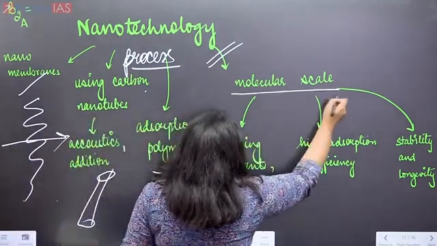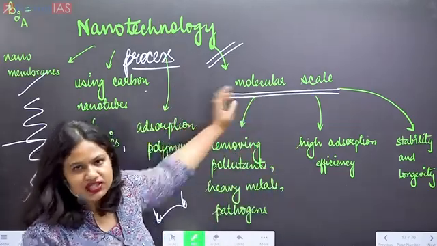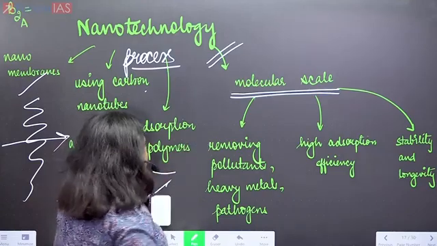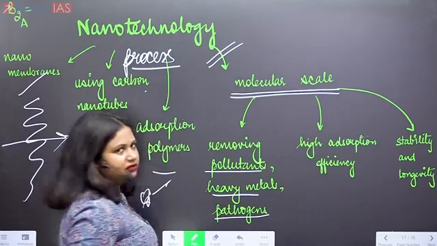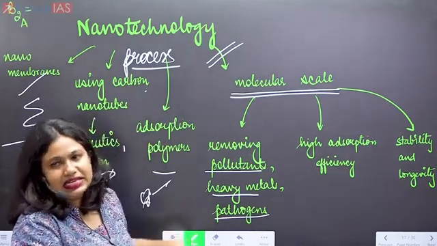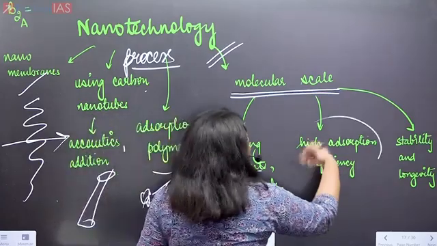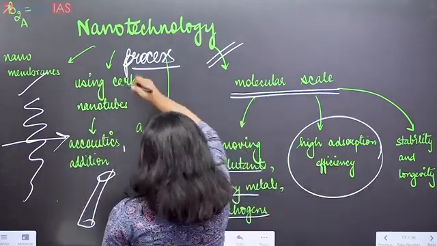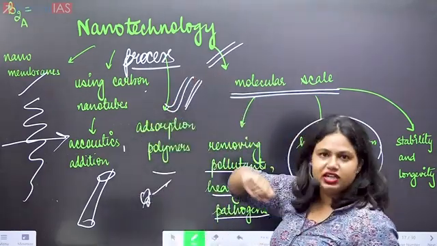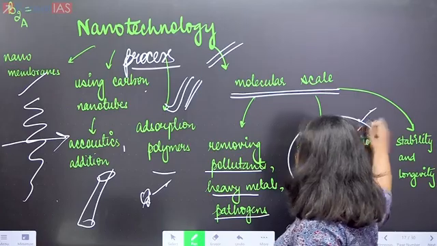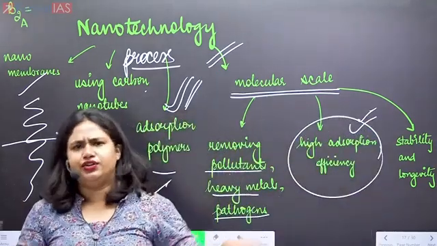Another aspect of the process is why nanotechnology is suitable for this filtration process. It is because it can remove pollutants, heavy metals and pathogens, all three, right? Something that has been added, something that has been leached, something which has biological activity. It has high adsorption efficiency. So adsorption polymer is the technology. This is the type of material which is being used. This high adsorption efficiency is the characteristic of the material. You could have written either.